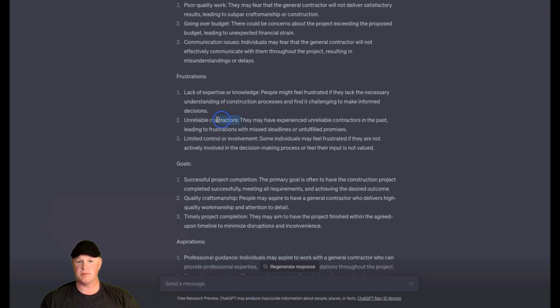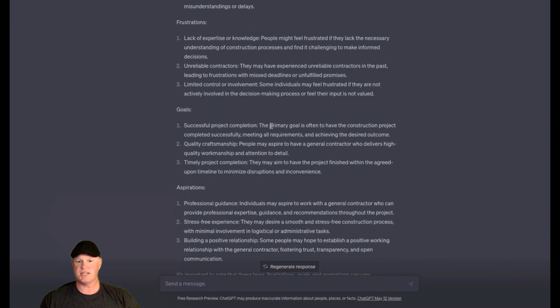Unreliable contractors. This is a big thing in this industry. There's a lot of unreliable contractors, fly by night. So you can set yourself apart from that by talking about how you're reliable, and maybe back that up with some social proof. This could tie into the construction process with a timeline, things like that. Some of the goals: successful project completion, quality craftsmanship, timely project completion. This kind of ties in with some of these other ones.